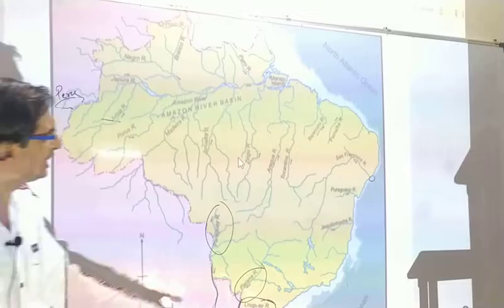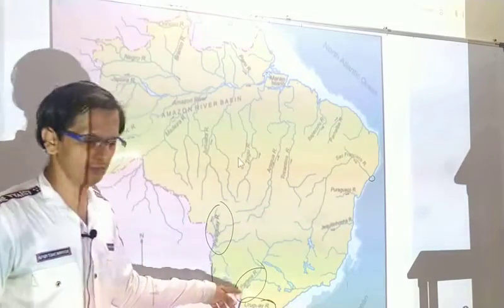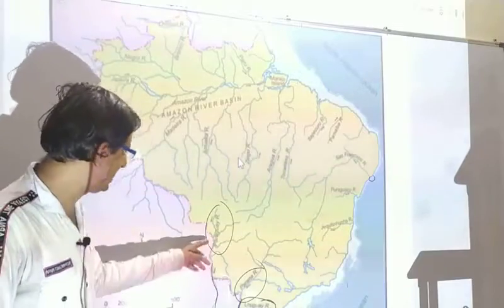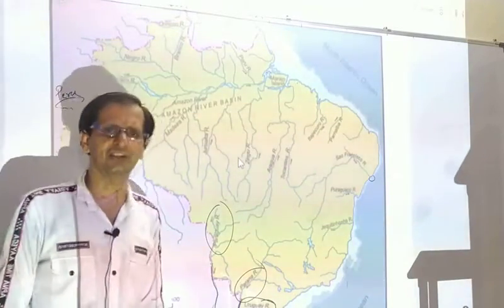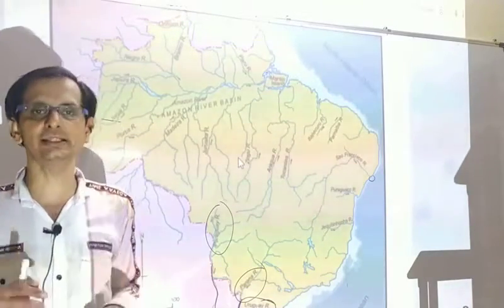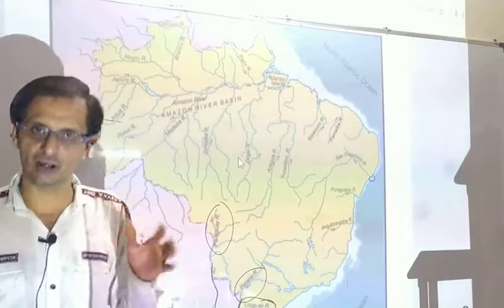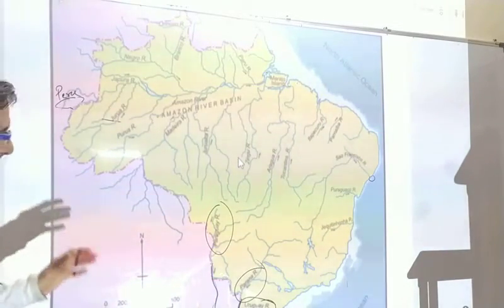Now where do these two rivers originate? Mostly the Paraguay and Parana rivers originate in the Brazilian highland. Their origin is in the Brazilian highland. So this is the Paraguay-Parana system.